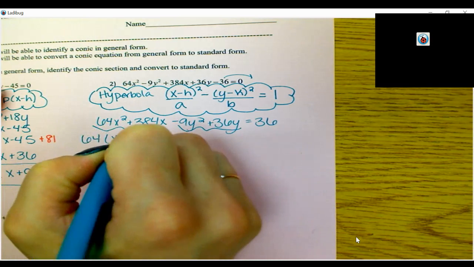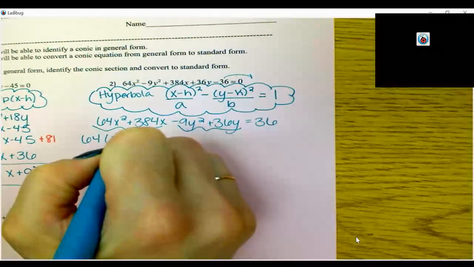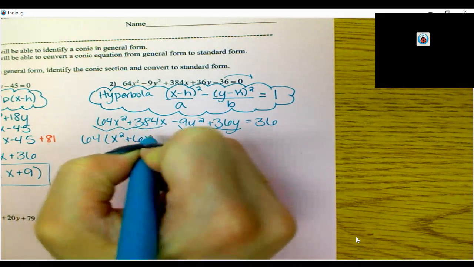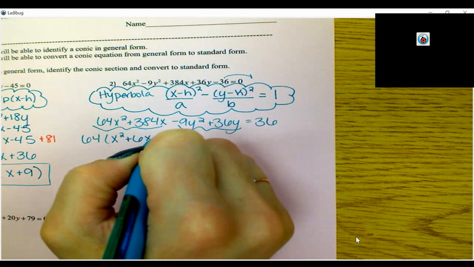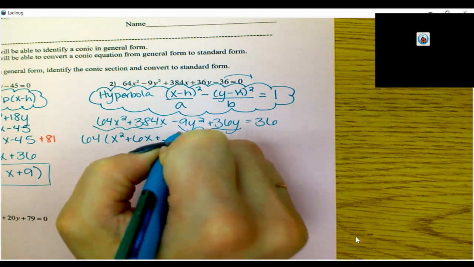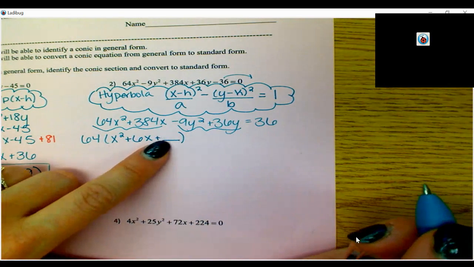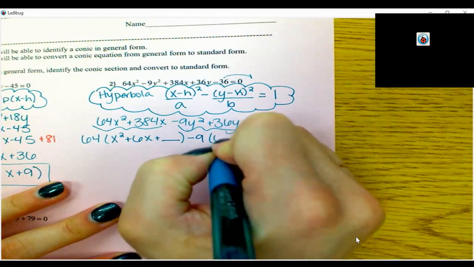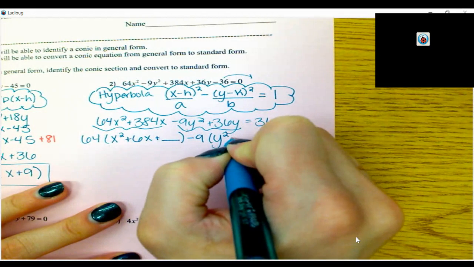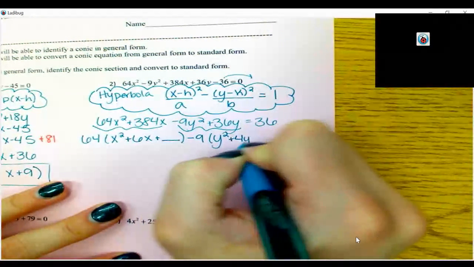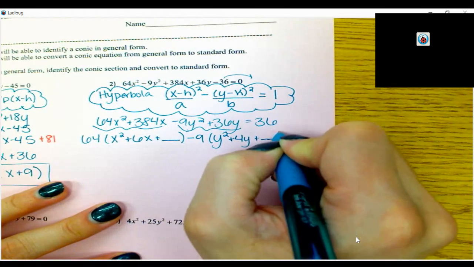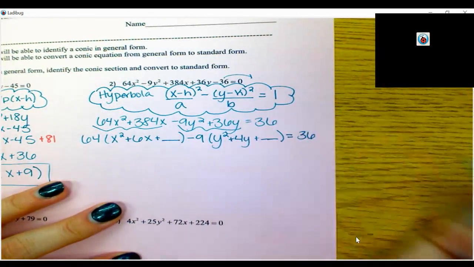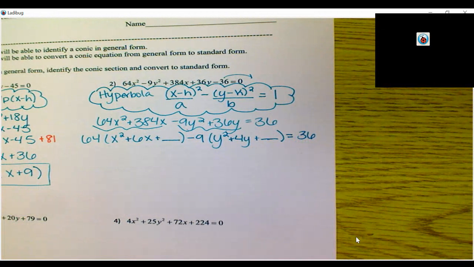That leaves me with x squared. 384 divided by 64 is 6x. And I know I'm going to have to complete the square, so I'm going to leave room to add whatever that number needs to be here. And then I'm going to factor out my negative 9. When I do that, I'm left with y squared plus 4y plus something equals 36. So that's where I'm at so far.